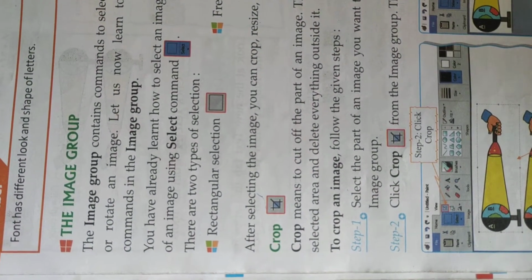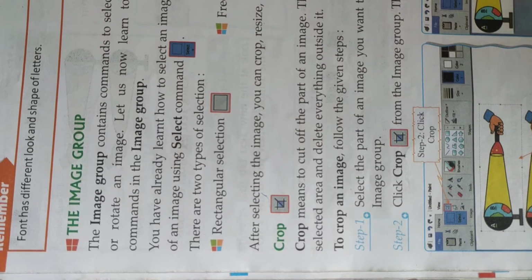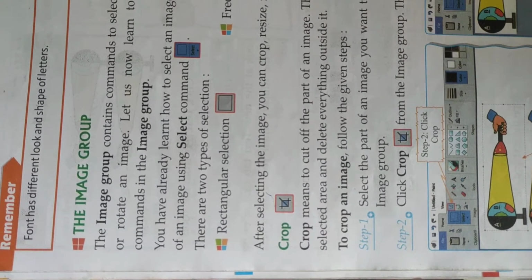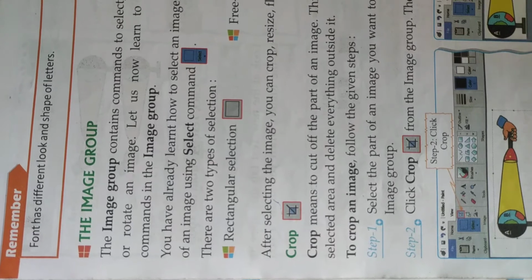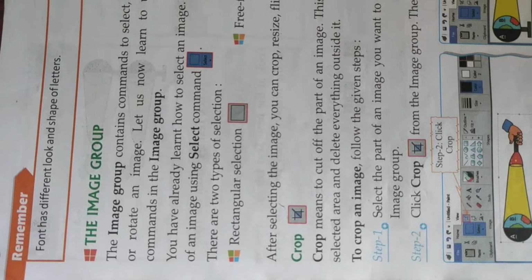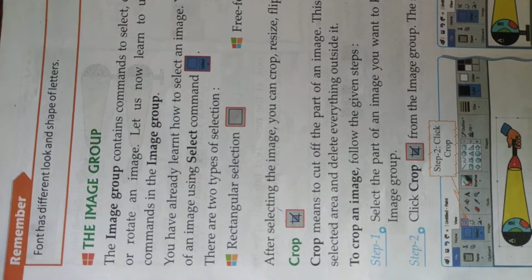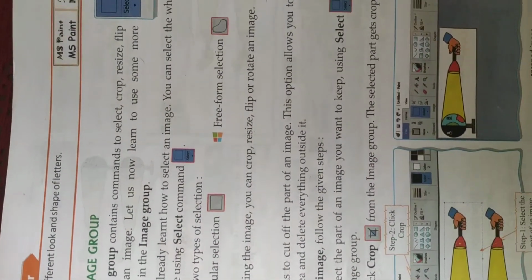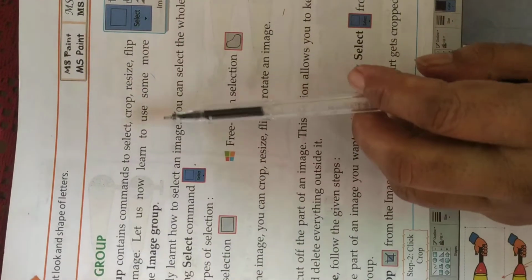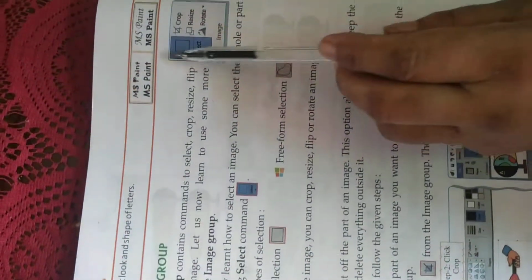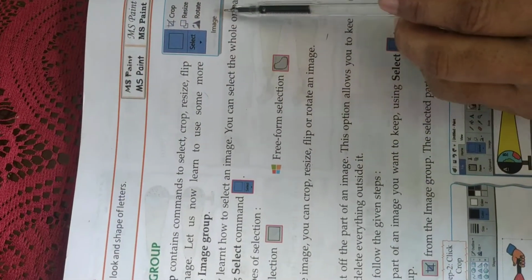In the last video, I explained all the tools and shapes with copy and paste commands. Now we will continue with the image group. What is the image group? The image group contains commands like select, crop, resize, flip or rotate an image. This is the image group.